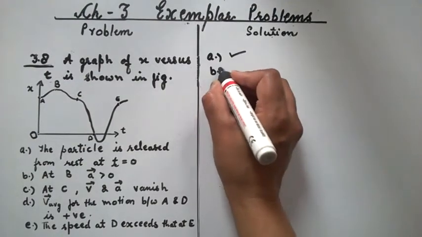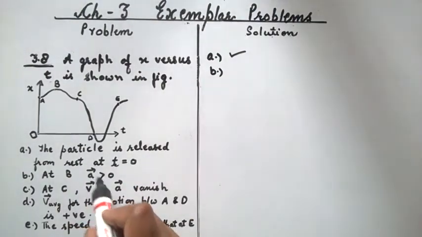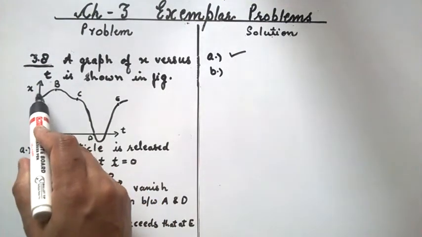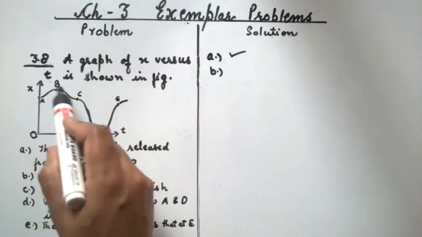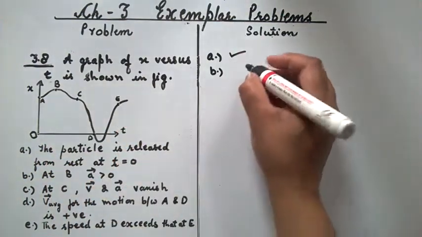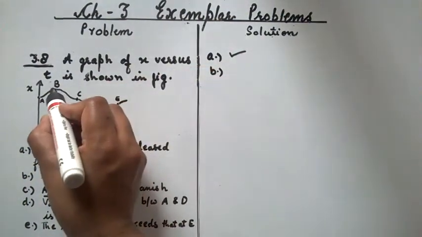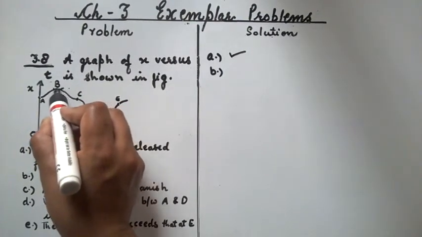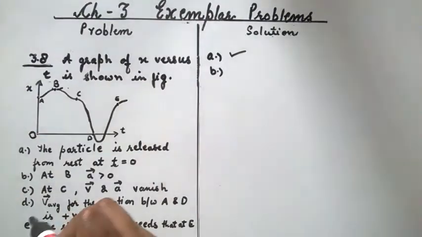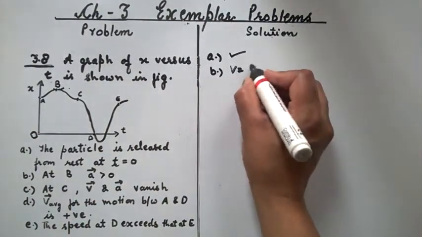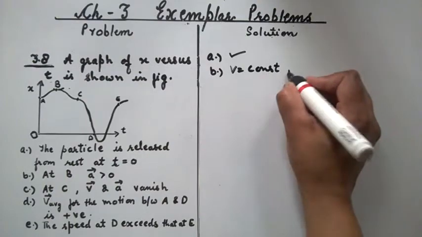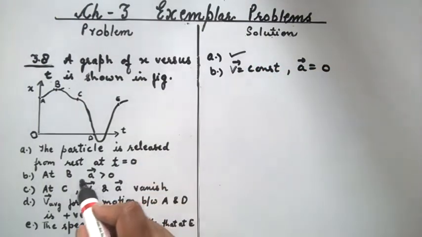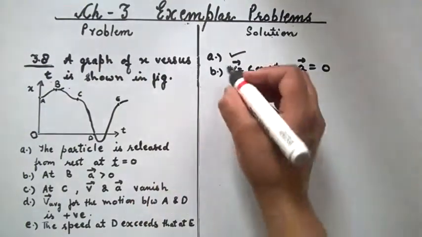Now in option B, at point B acceleration is greater than 0. In an x-t graph the slope represents velocity, and at this point the velocity is constant, that is uniform, as its tangent is parallel to the x-axis. As velocity is constant, acceleration is 0. Therefore this statement is incorrect.